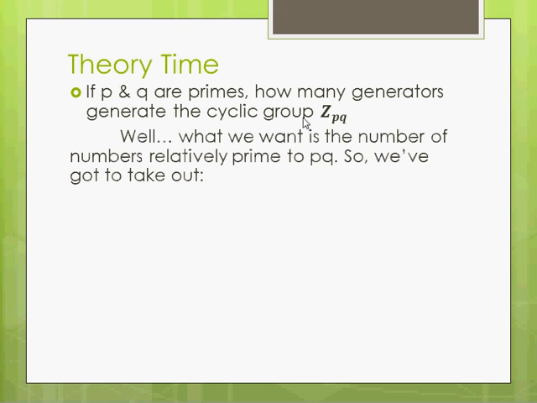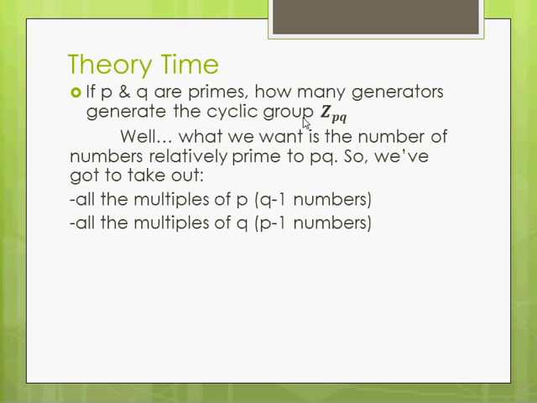Alright, so we've got to take out some numbers. We've got to start with PQ, and we've got to subtract all the multiples of P, subtract all the multiples of Q, and subtract PQ, obviously, because PQ is not relatively prime to PQ.